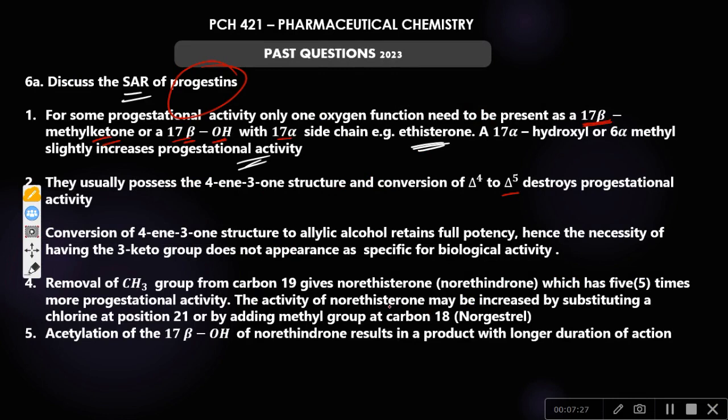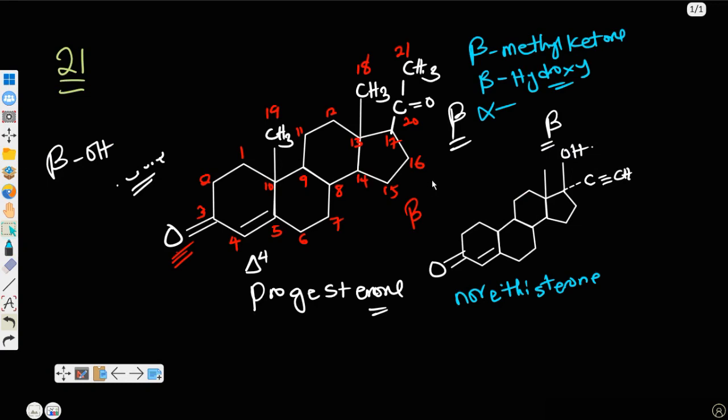Now, the activity of norethisterone may be increased by substituting chlorine at position 21 or by adding a methyl group at carbon 18, which is norgestrel. Which of the carbons do you think is 21? If you look at this very well now, which carbon do you think is 21? Generally, this carbon here, if I want to count, the normal ring is 17, right? Here is 19. Here is 20. Here is 21. So if I put a chlorine here, it increases the activity. Is that okay? If I put chlorine here, it increases the activity.